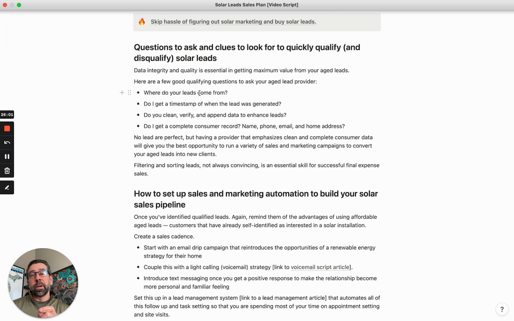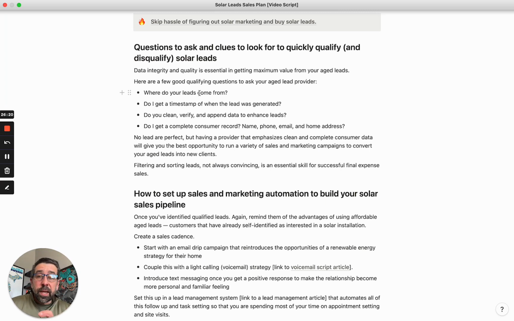relationship right off the bat: where did you get my information, right? Hey, you filled out a form on the website a couple months ago. They're like, oh, yeah, I did. Okay, so I asked for this, right? I asked for this call, right? So it kind of flips the script there, and it's super helpful. So that timestamp is largely powerful.